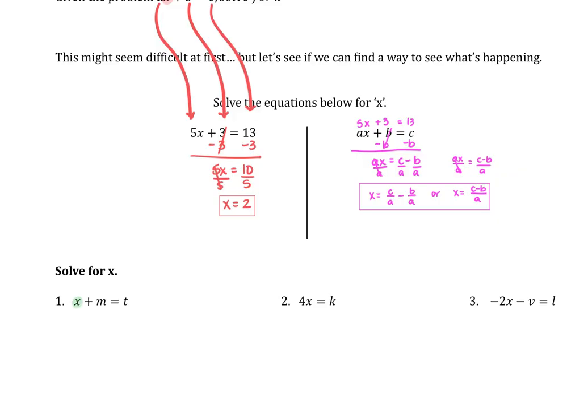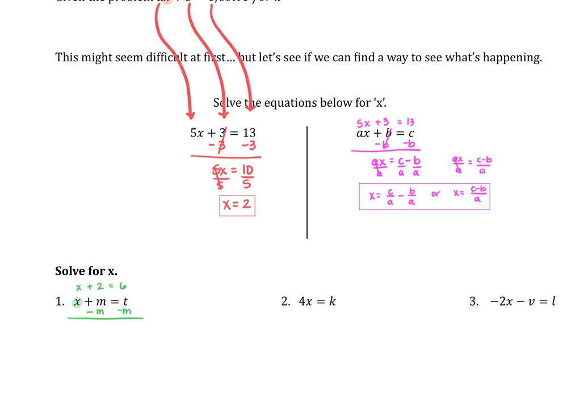If I get confused as to what I'm trying to do, I can then change the other variables to just numbers so that I can see what I'm actually going to do. If I had x plus 2 equals 6, I would have to undo the addition of 2 by subtracting by 2. So I'm actually going to undo the addition of m by subtracting m from both sides.